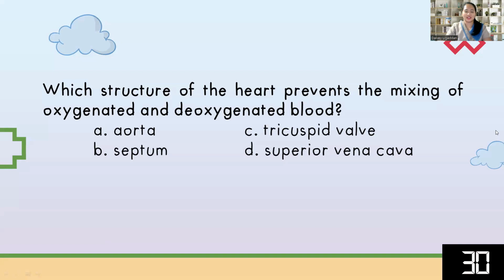Question number 16. Which structure of the heart prevents the mixing of the oxygenated and deoxygenated blood? A. Aorta, B. Septum, C. Tricuspid valve, or D. Superior vena cava. Please key in your answer in the comment section.